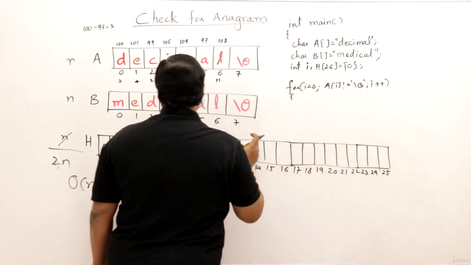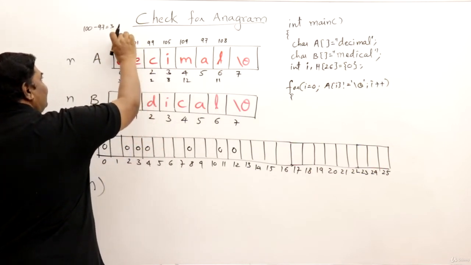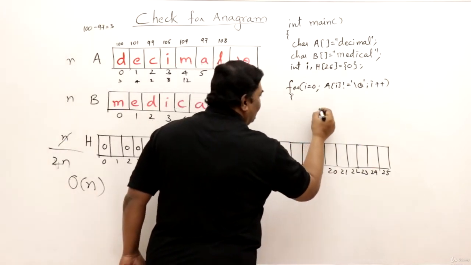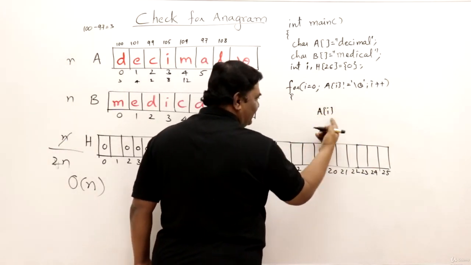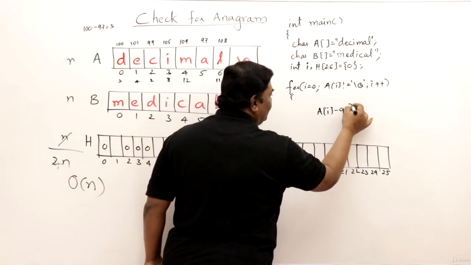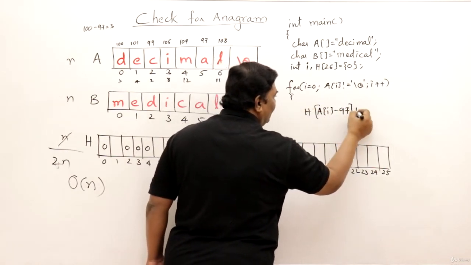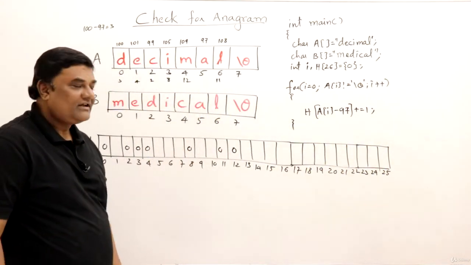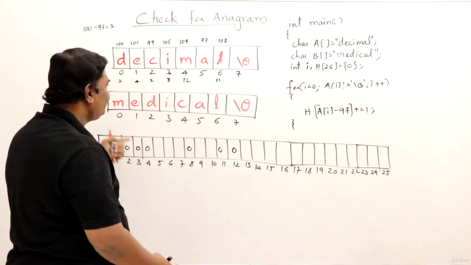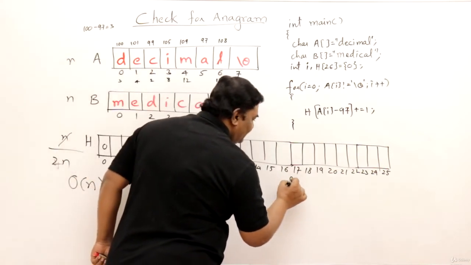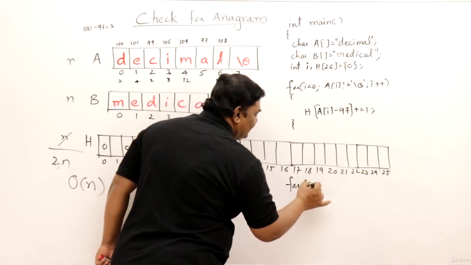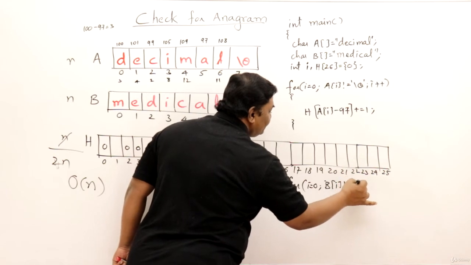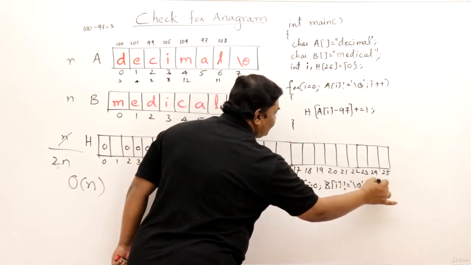And every time, what I have to do, whatever the letter is, its ASCII code -97. At that index, you increment it. So whatever the element is, character is, -97, use this as an index of hash table and there increment it by 1. This is first string. Then this is over. Now second string, again I have to scan through the second string. For I assign 0, that is B of I is not equal to \0, I++.